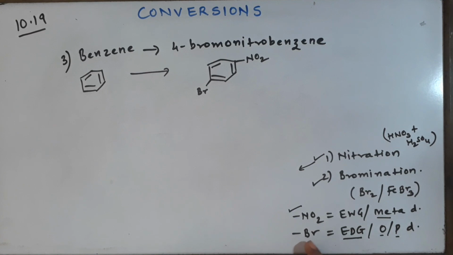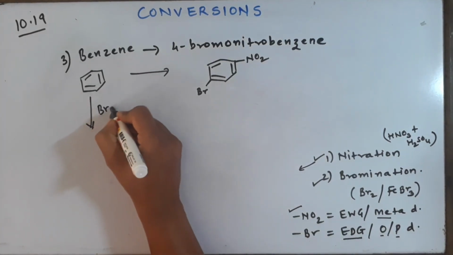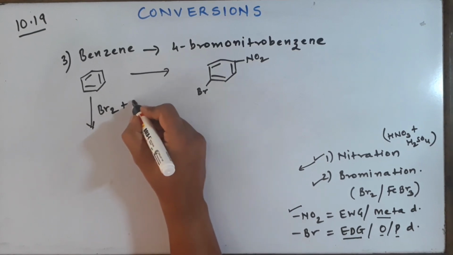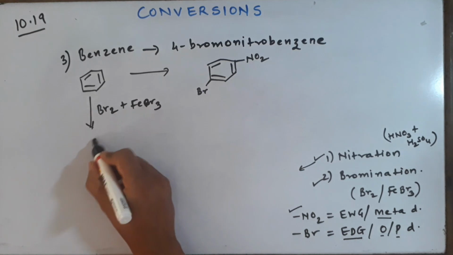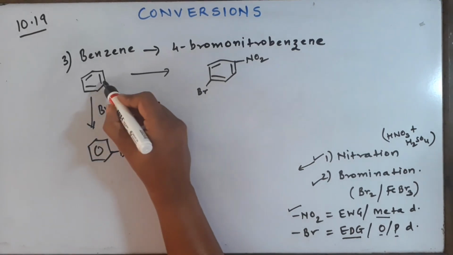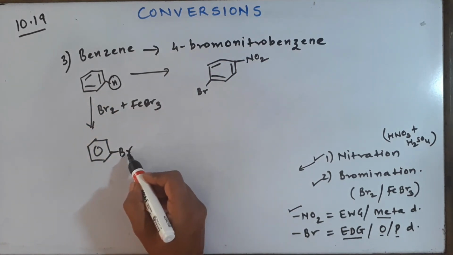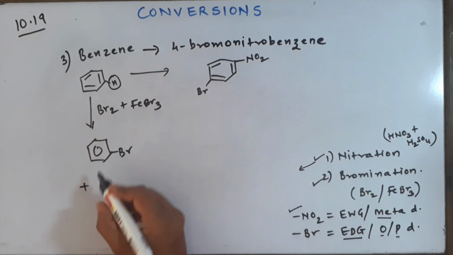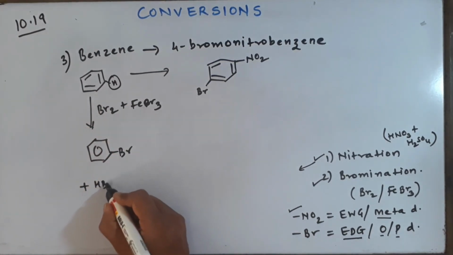Now let us attach the electron donating group to benzene by doing bromination in presence of anhydrous ferric bromide, which will act as a catalyst. So we will get one product, that is bromobenzene. One hydrogen has been removed from here and bromine has taken its place, and the byproduct is H plus from benzene and Br minus from the bromine.